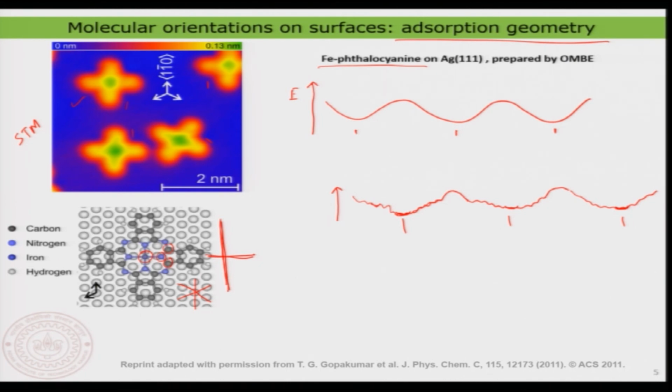So finally, if you want to take a picture together, it is the molecule orientation and the molecule surface orientation that is going to define the adsorption energy of the molecule on the surface, and that is going to define the pattern that you are finally going to achieve on the surface.